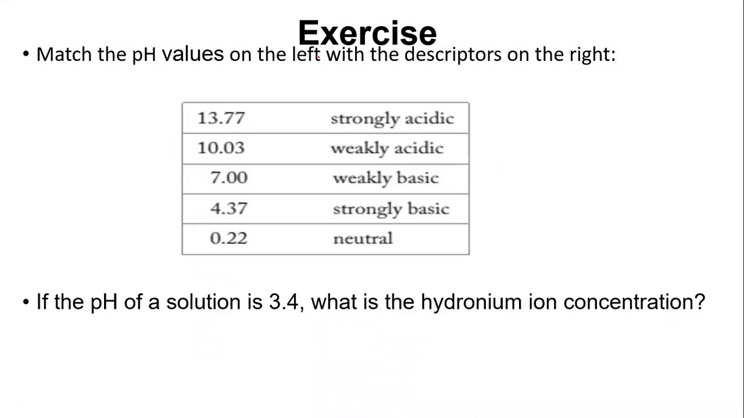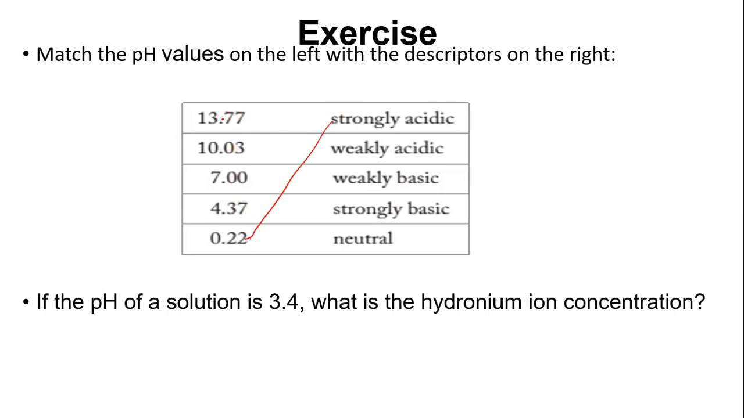Now, there's a question here. We are supposed to match pH values to their correct description. Now I have 13.77, 10.3, 7, 4.3, and 0.2. 0.2 is the smallest number here. That should be the most acidic here. So we give it strongly acidic.